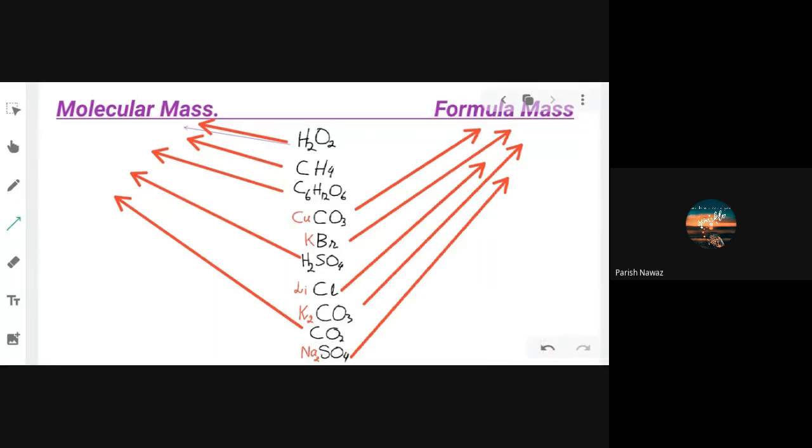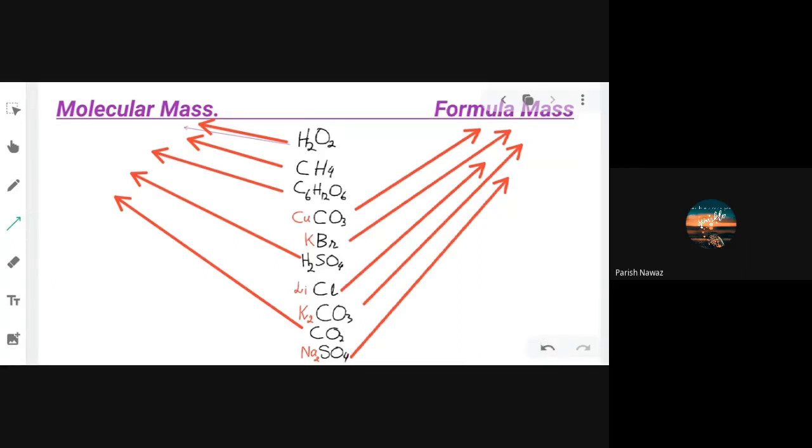I hope you understood the difference between molecular masses and formula masses, right? The question was to identify which of the following have molecular masses and which have formula masses. That is why I wrote them down, made the column, and you identified it.